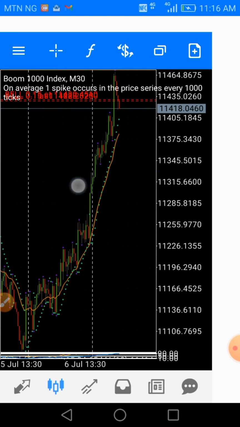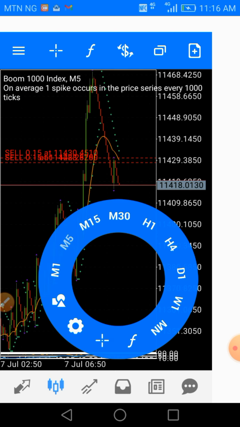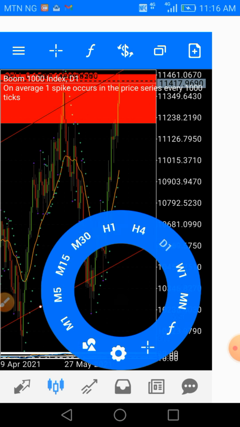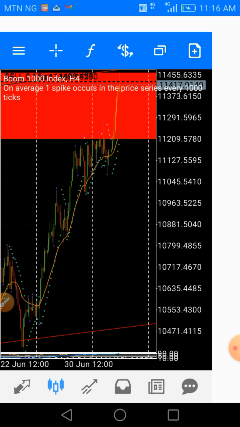And this alignment that is setting up is telling me that this trade or this market will push down, which is also in alignment with the analysis we've made on daily time frame, on weekly time frame, and on 4 hours time frame. So this market is definitely pushing down.